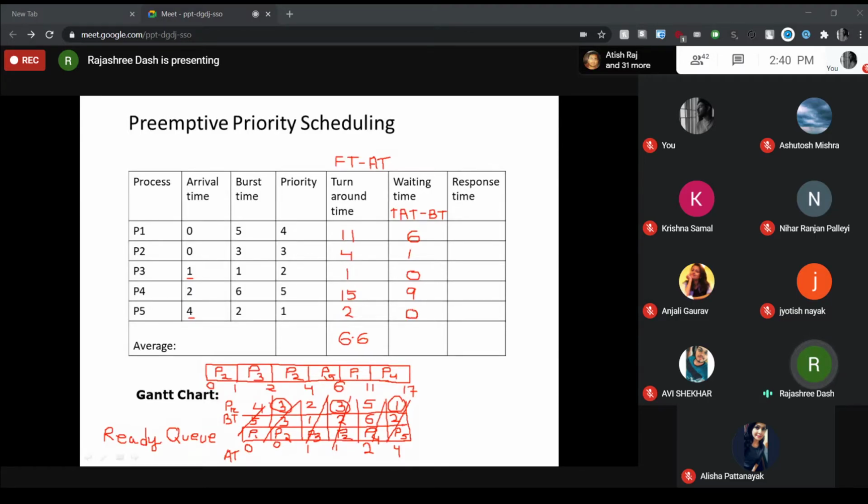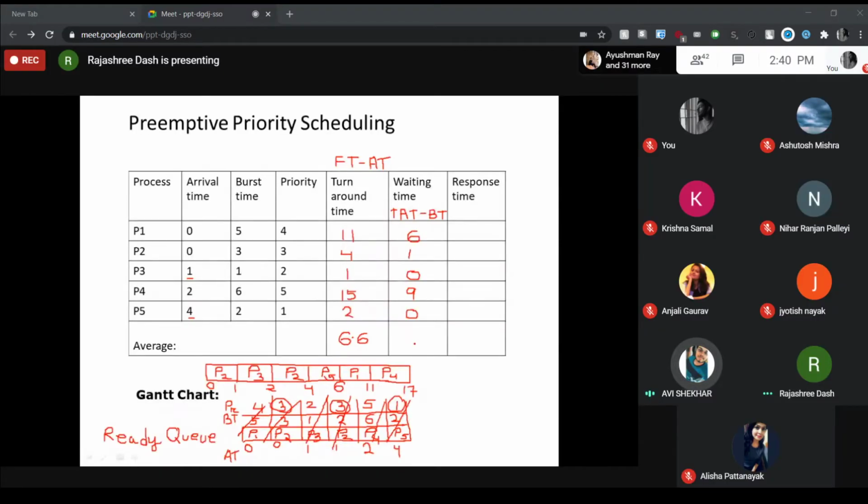Average turnaround time, average waiting time, 3.2. In the previous case, it was, I think, 3.4.